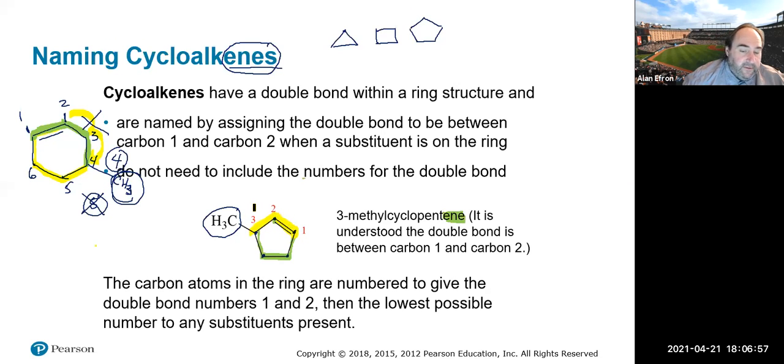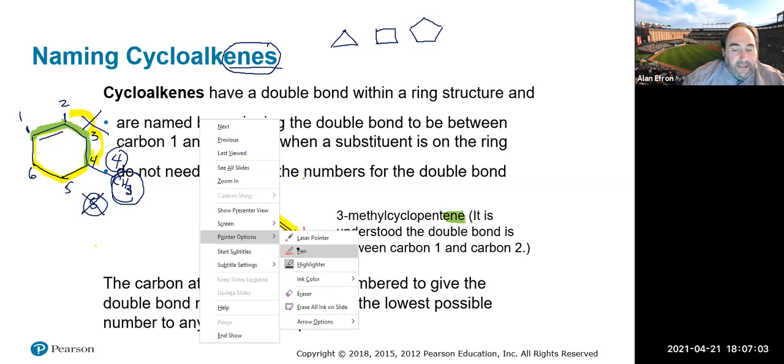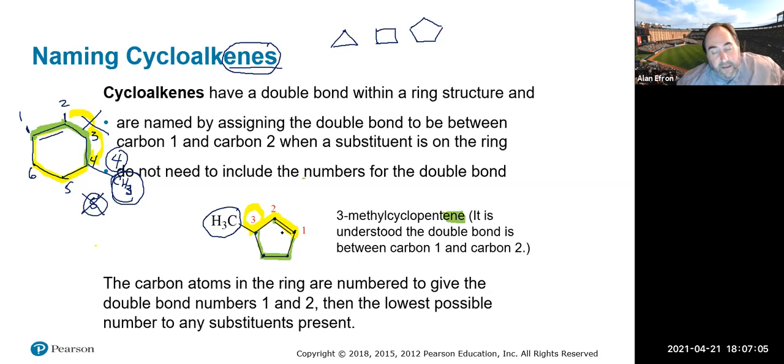So clearly going the counterclockwise or yellow direction does give our methyl group the smaller number, and that's why it is called 3-methylcyclopentene rather than that other way, 1, 2, 3, 4, 5, or 5-methylcyclopentene. Any questions on that?